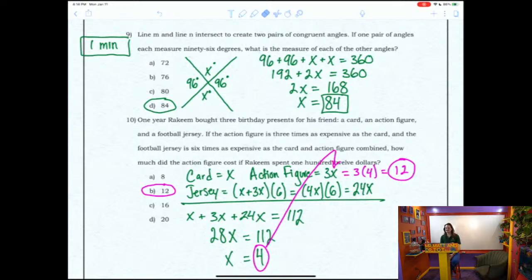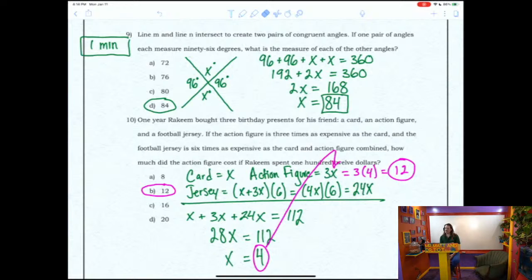96 plus 96 is 192. X plus x is 2x, so we get 192 plus 2x is equal to 360. Subtracting 192 on both sides, you're going to get 2x is equal to 168. Dividing 168 by 2, you're going to find that the other two angles have to have a measure of 84 degrees. So the answer to number 9 was D.